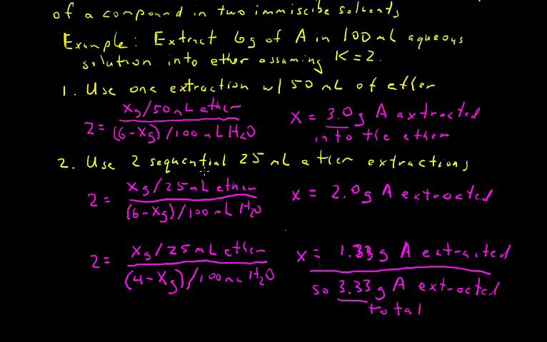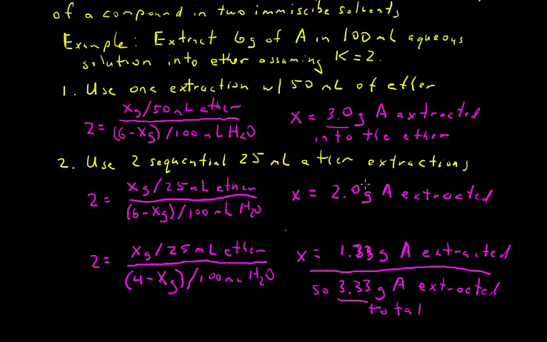This is always true. What I'm trying to show you here is that multiple extractions with the same amount of solvent are more effective, that is, get more of the compound out of the original solution, than a single extraction with a larger volume. So multiple smaller volume extractions, even when the total volume is the same, 50 milliliters in both cases. In this case, we extracted twice with 25 milliliters. In this case, once with 50 milliliters. So the total volume of ether was the same. But doing sequential extractions is more effective in that it gets more of the compound out of the first solution.